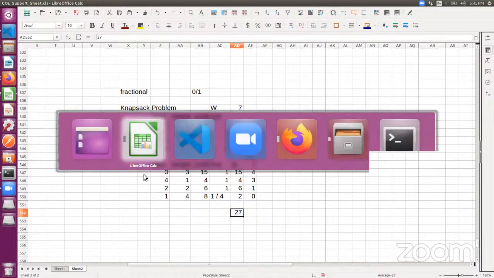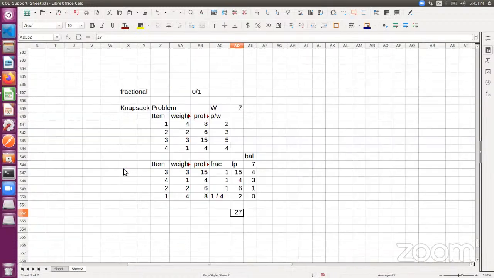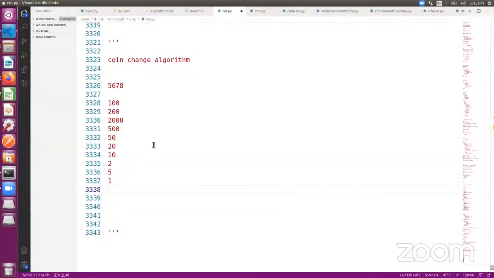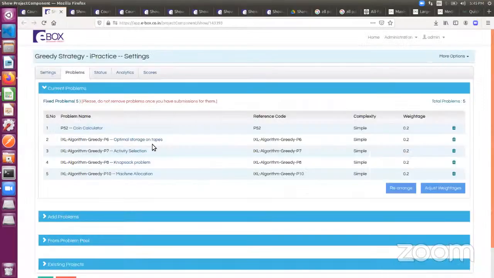Let us see a few more problems. We'll discuss all these problems. The first problem is the coin calculator, the first problem that we discussed, no? The same problem. This is the coin calculator.